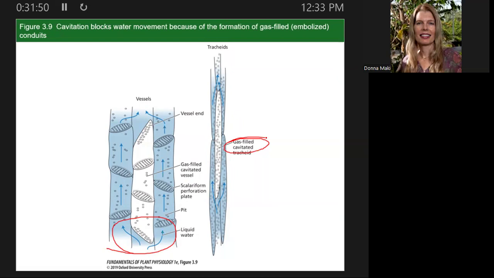So this can be a big deal. By the end of the growing season, they tend to think that a lot of vessels are not working anymore for water transport. They're good for structural support, but they're not doing a ton of water transport. The tracheids tend to take over with the angiosperms.